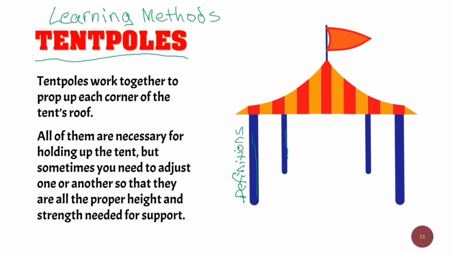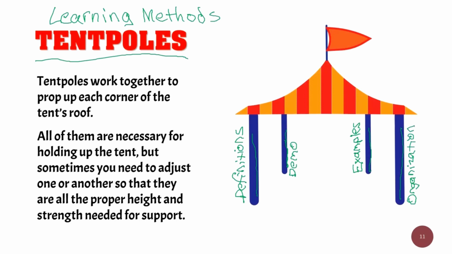and this tent pole right here, this could be demonstration. I'm just going to write demo for demonstration. This tent pole right back here could be examples. And this tent pole right here would be organization. So we're going to need all 4 of these.